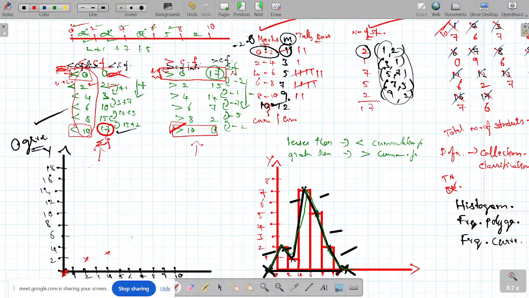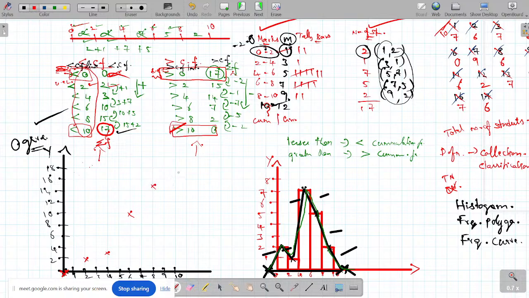6 and 10. Am I right? 6 and 10. 8 and 15 over here. Okay. Then 10 and 17. 10 and 10 is over here. 2, 4, 6 and 10. 8 and 17 over here. Then 10 and 15.